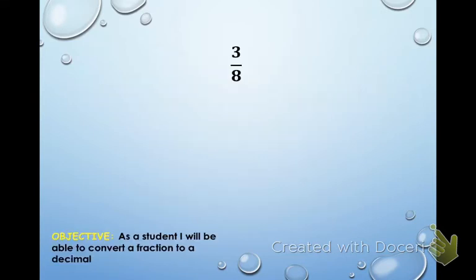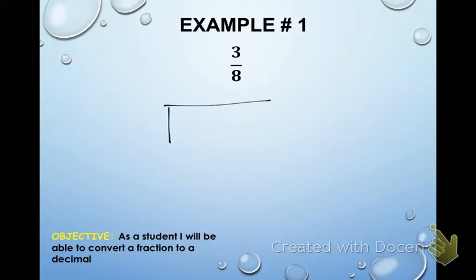Congratulations. All right. So the first one is 3/8. This is example number 1. Here we go. Example number 1, we're going to go ahead and get started. It will be 3/8. So step number 1 was we're going to use long division. So we're going to go ahead and do that. Our goal is to change this fraction to a decimal. So the numerator goes on the inside, the denominator goes on the outside.